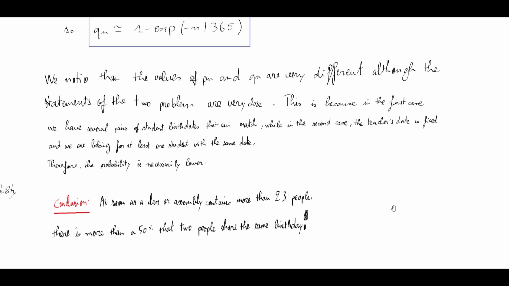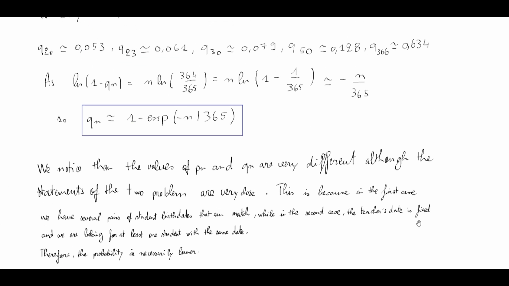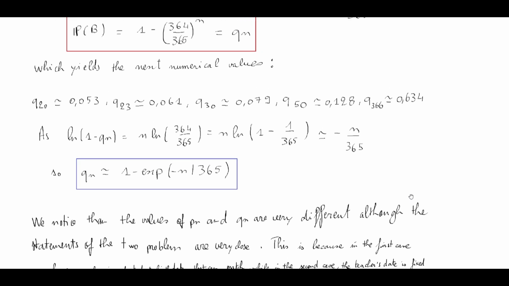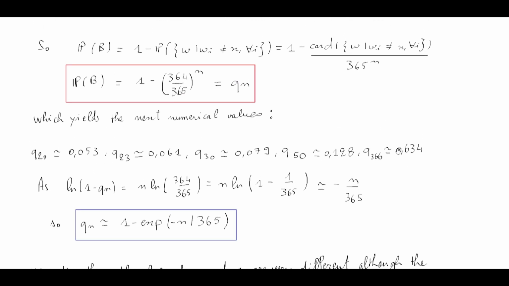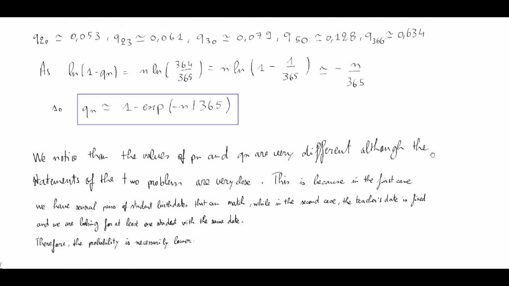Conclusion: as soon as a class or an assembly contains more than 23 people, we have shown that there is more than 50% chance that two people share the same birthday, and we have also shown that it takes around 366 days for having a chance of approximately 63% to have someone with the same birth date as their teacher. So that's quite a lot of days.